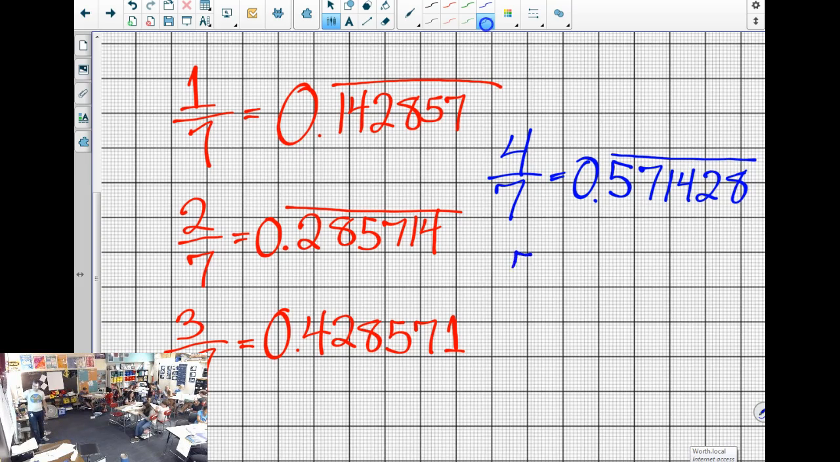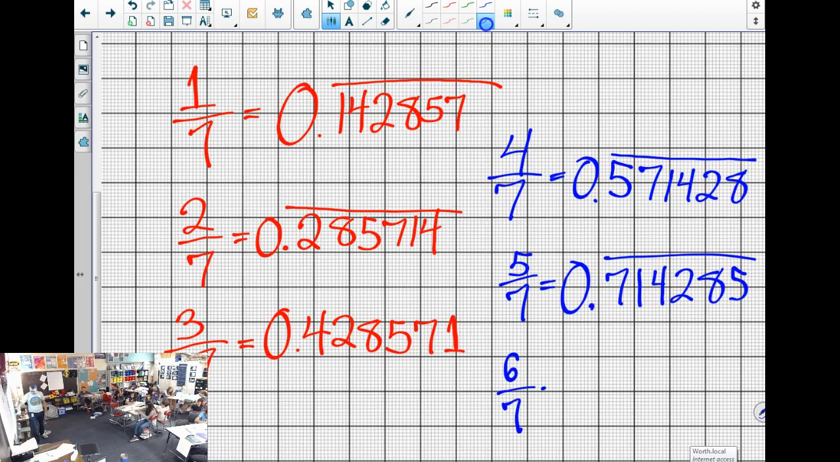5/7. We have time. What's the next biggest digit that I have to work with? The 7, right? All of that repeats. 6/7. We'll just finish it out. What's it start with? The 8. Then the 5, 7, 1, 4, 2. No 8 because we can't write it again.